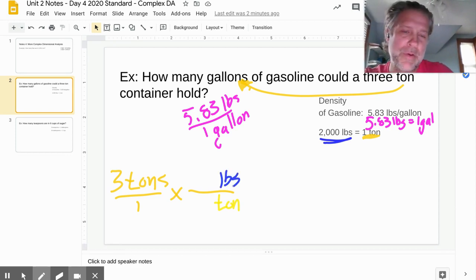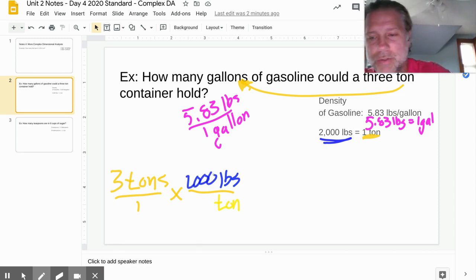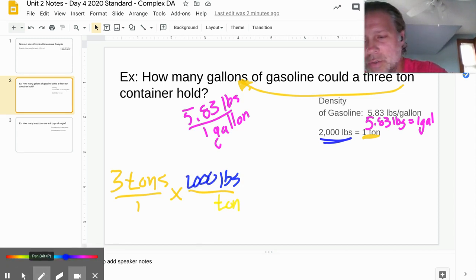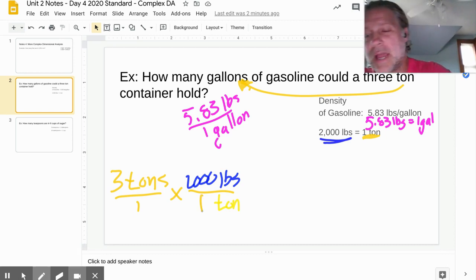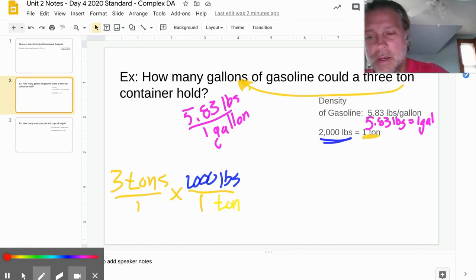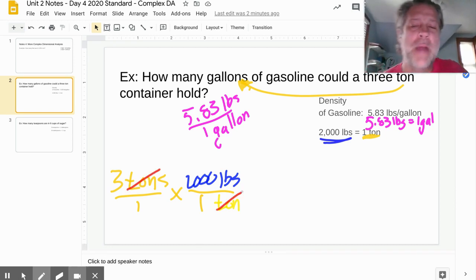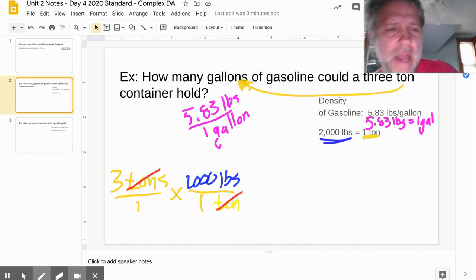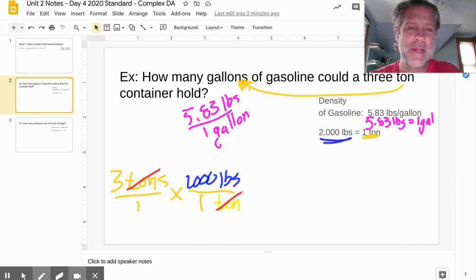And then what I'm going to do is I'm just going to fill in my values. So 2,000 pounds is equal to 1 ton. And if I stop here and cancel out the units I can, I would be left with just pounds. So we know that if we take 3 times 2,000, that should be roughly 6,000 pounds. However, that doesn't actually solve the problem.